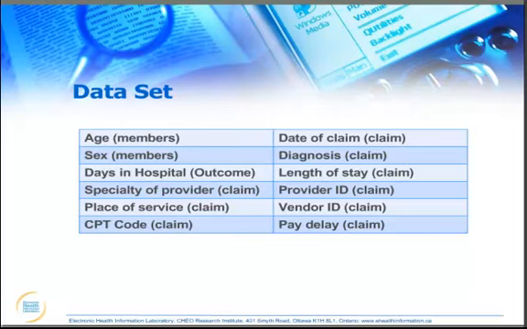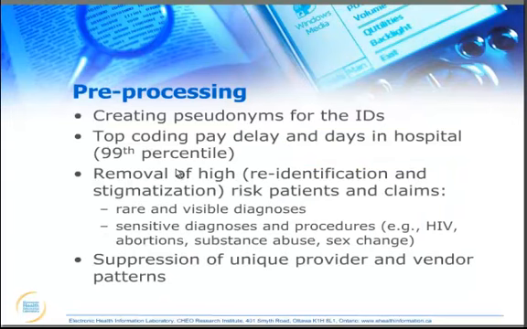And then we also top-coded pay delay and days in hospital at the 99th percentile. The reason for this is that the tails of these distributions were quite long, and some individuals had really extreme values, so we wanted to cut it off to at least remove the extreme values in that data set. And then we removed high-risk patients and claims, high risk from the perspective of re-identification and the perspective of stigmatization.